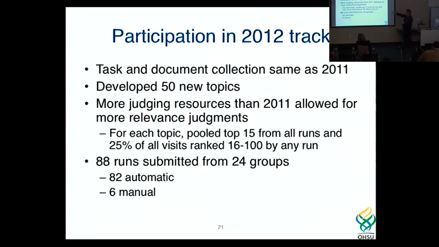Any patient that's in the top 15 of a run will get judged, and if they're between 16 and 100, they randomly pick 25%. So they're trying to get a representative sample, and that's why it's good to have a lot of different groups participate in these sorts of things, because they try different algorithms, different approaches, and it gives you a broader collection to judge. And this time there were 24 groups who participated.